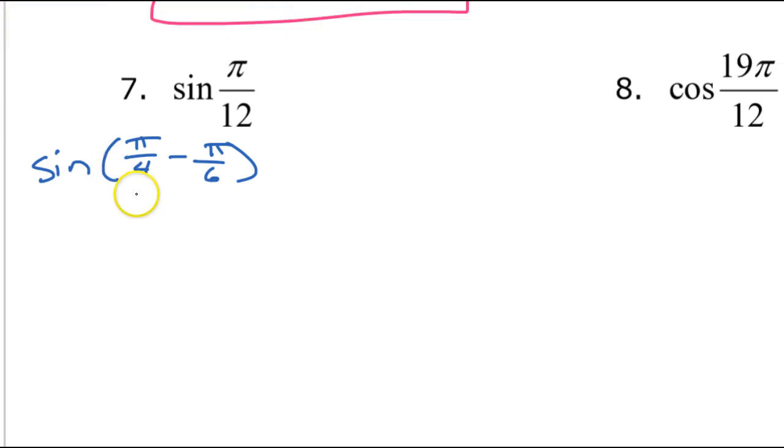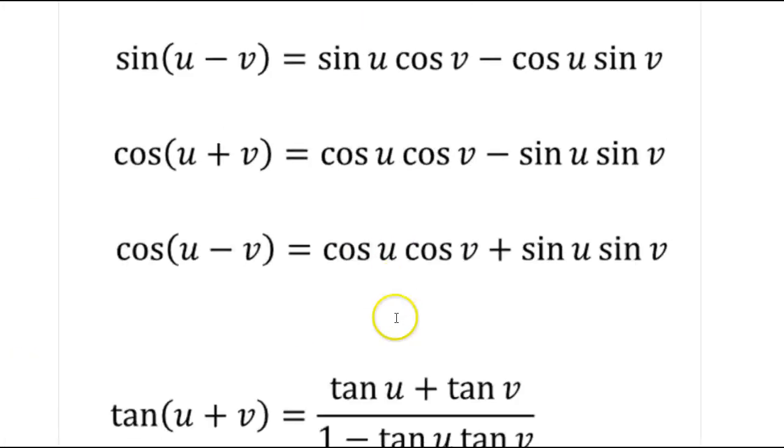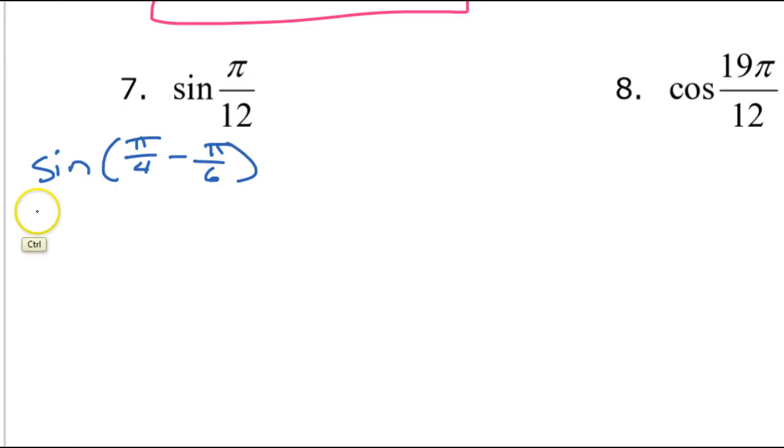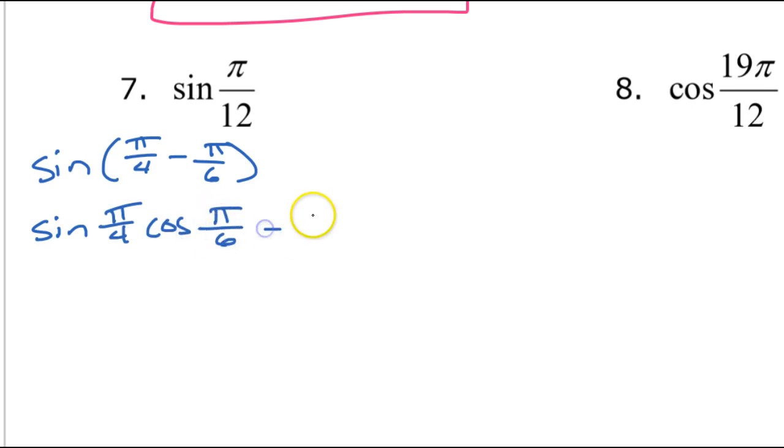So let's use that formula for the sine of something minus something. All right, there it is. Sine cosine minus cosine sine. So that's going to be the sine of pi over 4 cosine pi over 6 minus the cosine of pi over 4 sine of pi over 6.